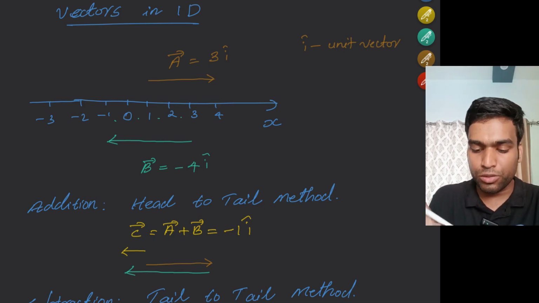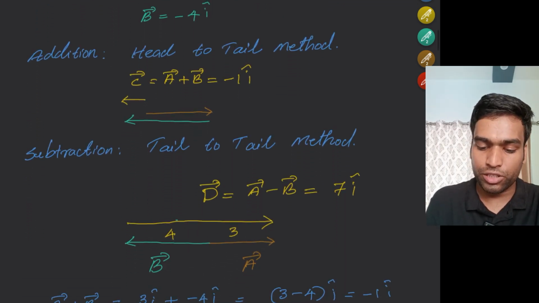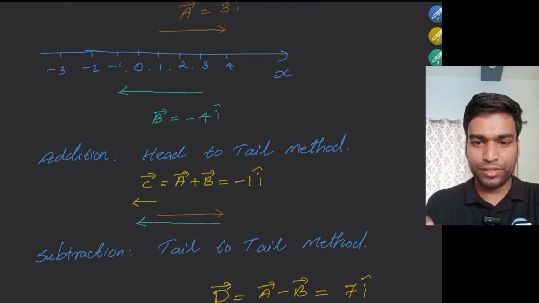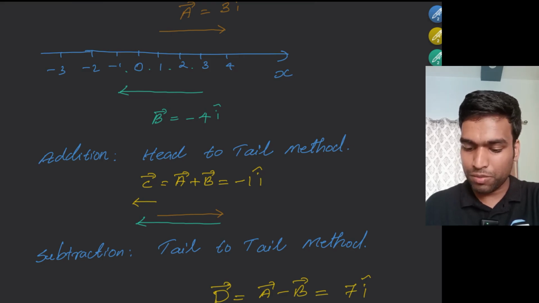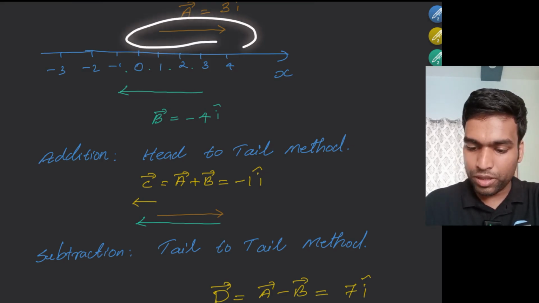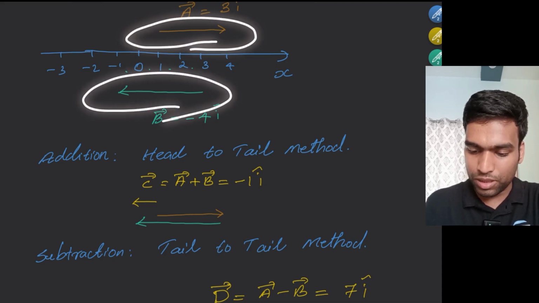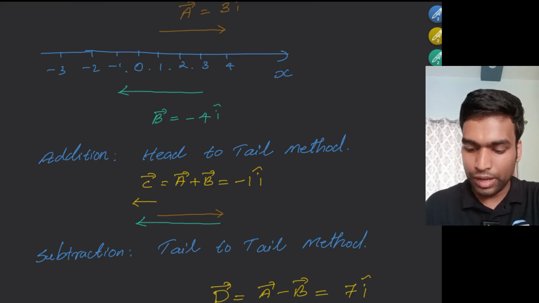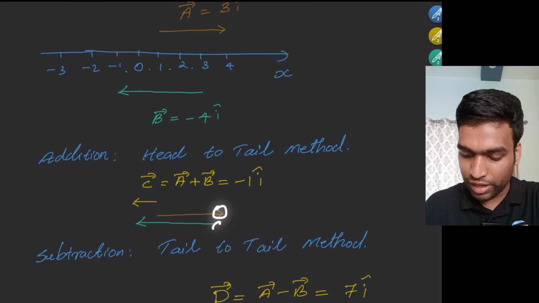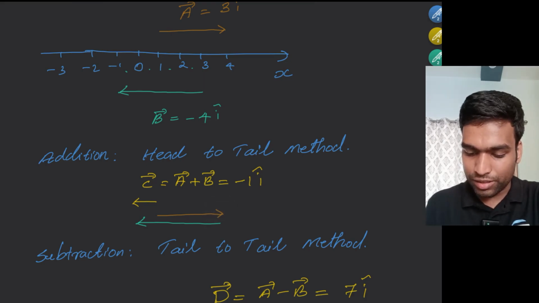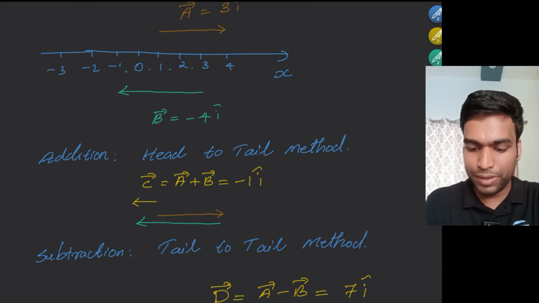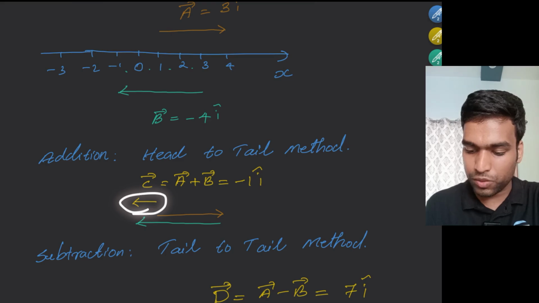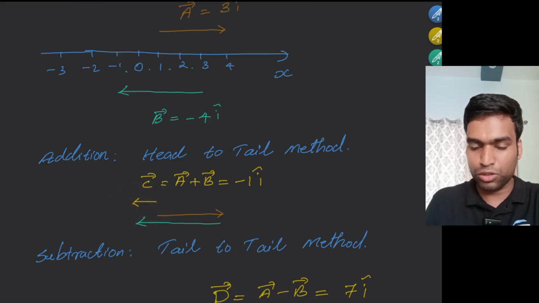Now let's do some algebra. The simplest algebra is addition and subtraction. How to do the addition graphically? We have to use the head to tail method. In this method, we copy A and also copy B and put them head to tail. That means the head of A is attached to the tail of B. Now, to find the resultant vector, you have to draw a vector from the tail of A to the head of B.